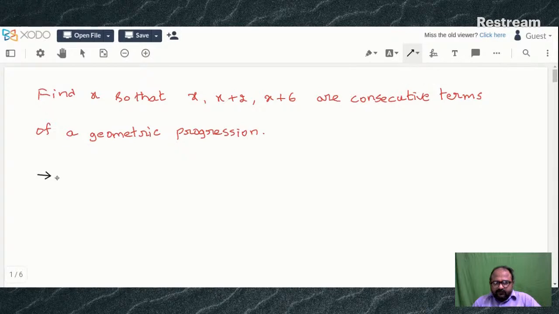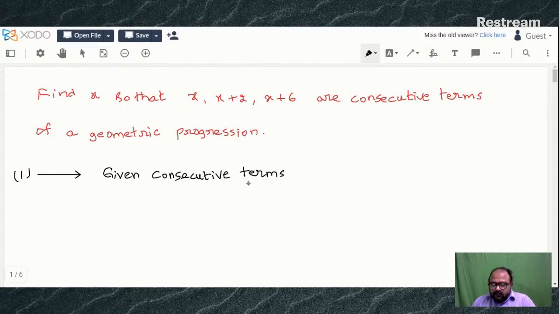First step. In the first step, we should note down the given consecutive terms. What are the given consecutive terms? x, x plus 2, x plus 6.